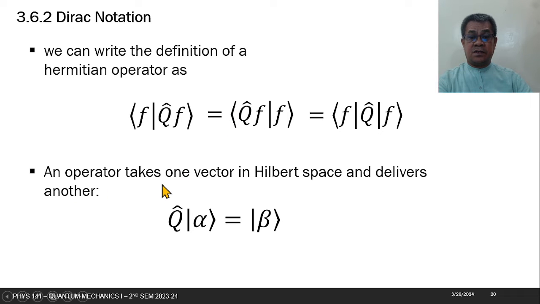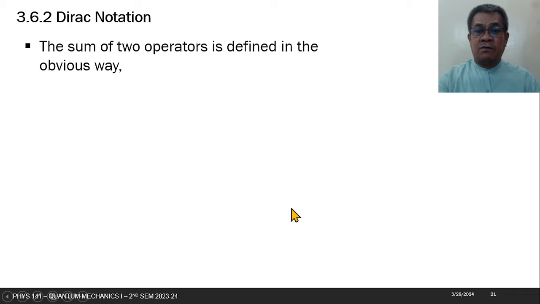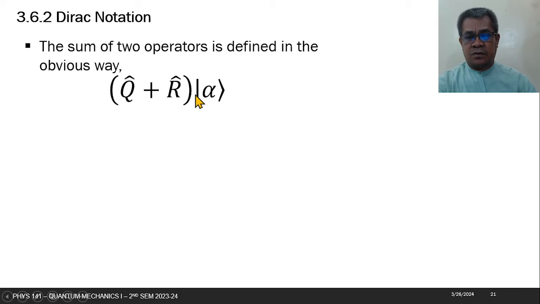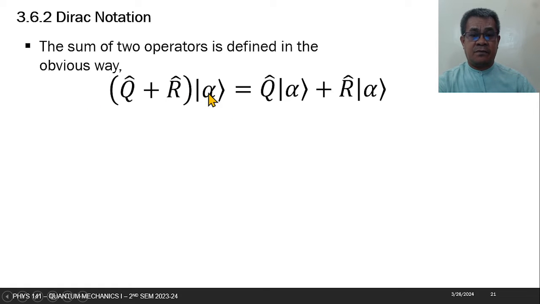Now, the operator takes one vector in Hilbert space and delivers another vector. So if the operator Q acts on alpha, then it gives another vector. Then the sum of two operators is defined in this way: the sum of the two operators acting on a function has a kind of distributive property. So Q can act on alpha, added to R acting on alpha also. This is for the sum.